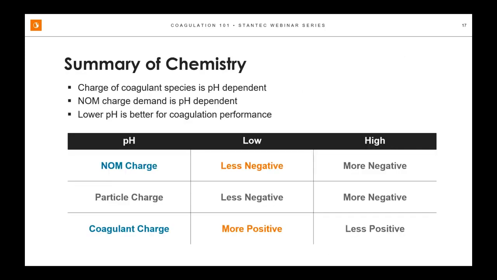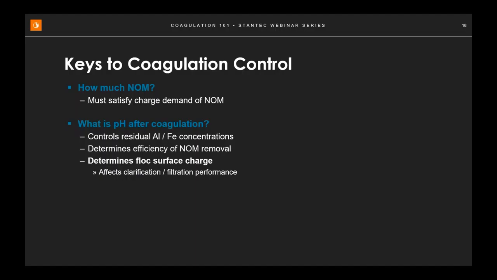So if we summarize the coagulant species themselves, the organics, and the particle charge, everything is favorable at low pH. At low pH, our organics are less negative, so they'll take less coagulant to neutralize, and our coagulants have more positive charge power. So low pH is better for coagulation with metal salt coagulants.